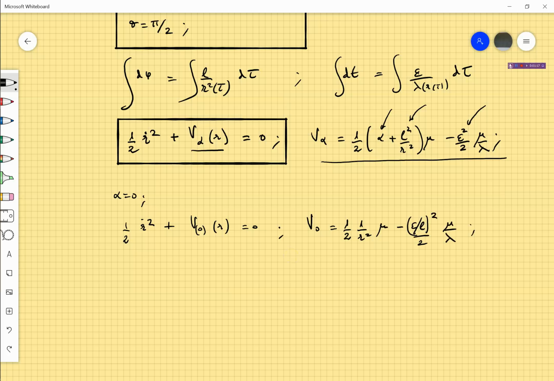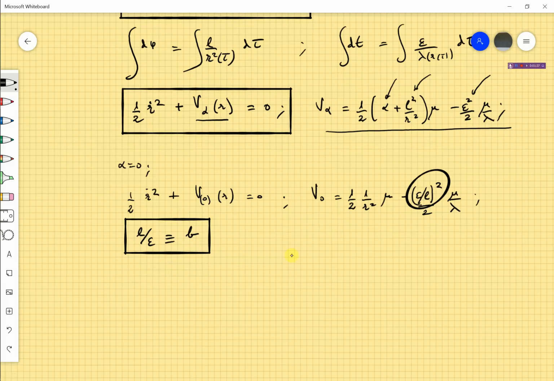So what we learn from this is that the motion of light only depends on the quotient epsilon divided by L, or if you want L divided by epsilon, which we call B from now on. So what is the meaning of this B? Let me rewrite this in terms of B. So this would be 1 over R squared mu minus 1 over 2 B squared mu divided by lambda.